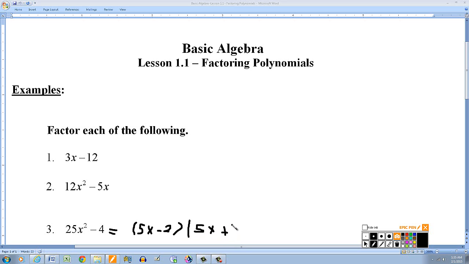Like I said before, you can write this as 5x plus 2 first, and then the 5x minus 2 second. The order of the factors does not matter. Yeah, so that's your solution for that. Okay, go to the next one.